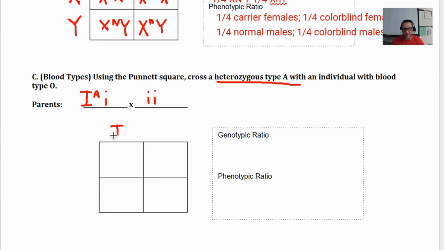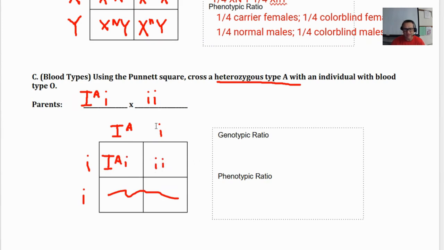So this parent right here, half their kids are going to get the A allele. The other half are going to get the O allele. This parent is type O, so they got two of the same alleles. Since these are both the same, I can cross this out. And it's just filling it in. All right, this one's going to be type A, heterozygous. And this one's going to be type O.